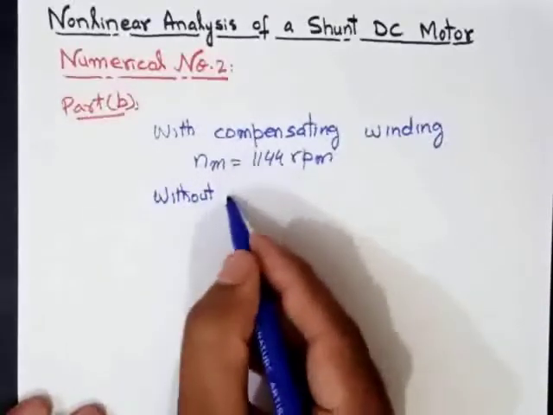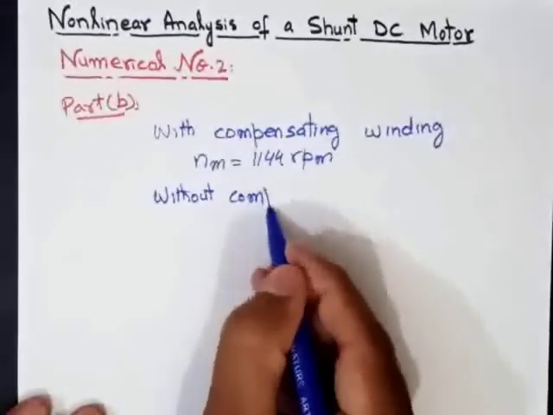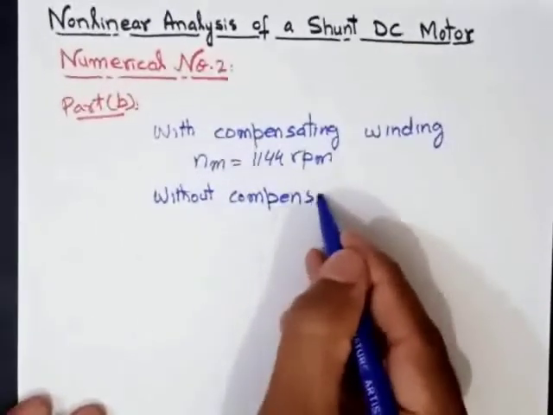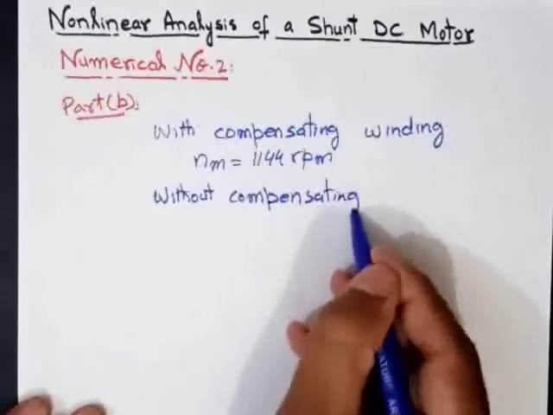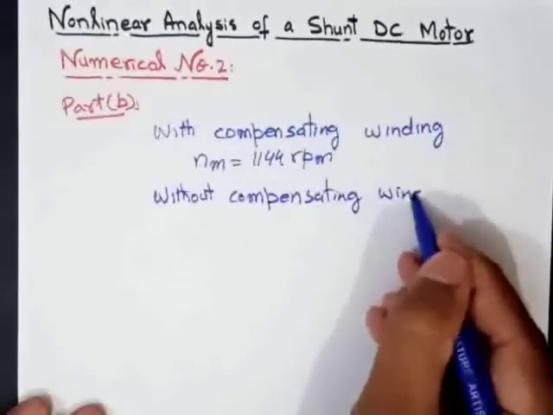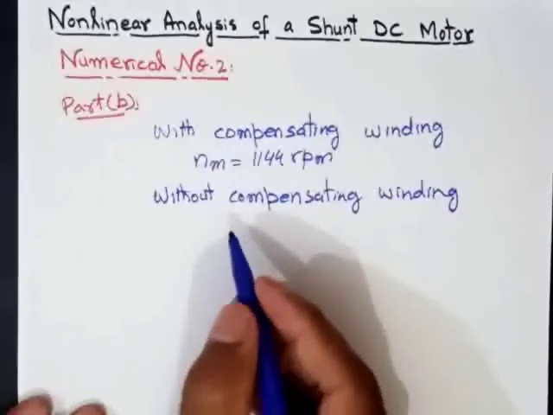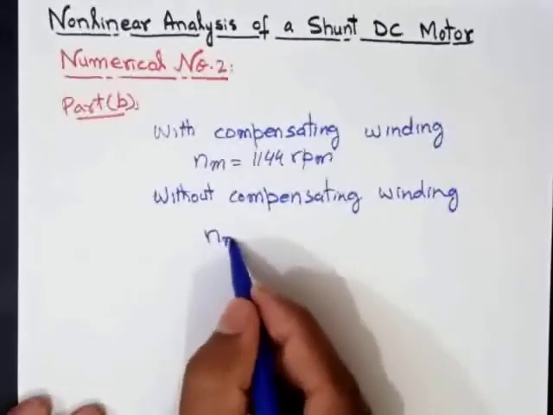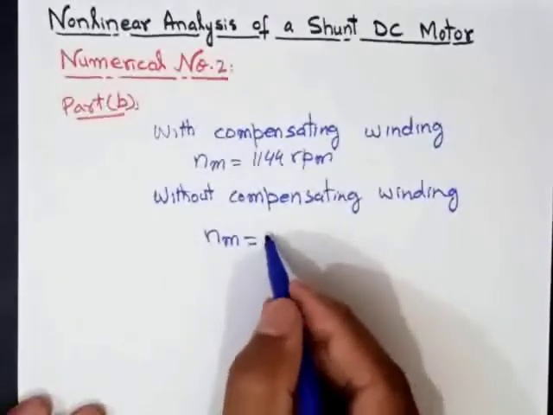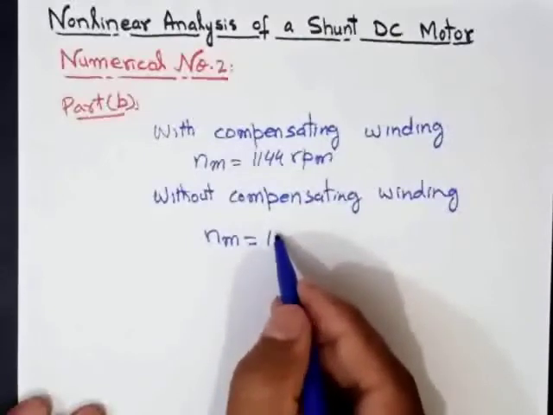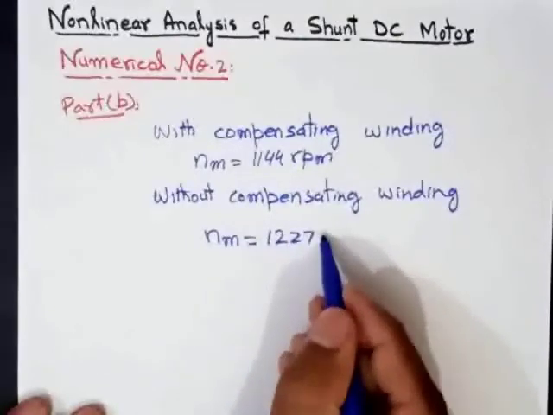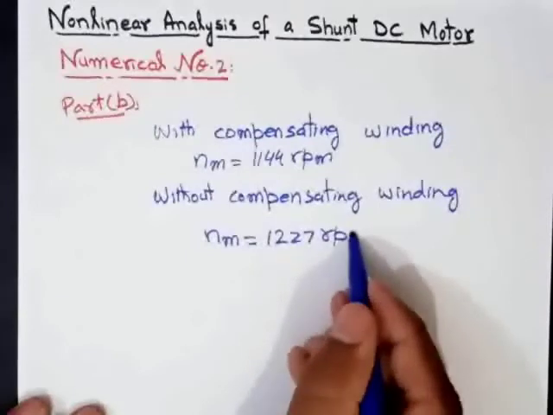Now, without compensating winding, in numerical number 2, the speed of the DC shunt motor is now N is equal to 1227 revolution per minute.